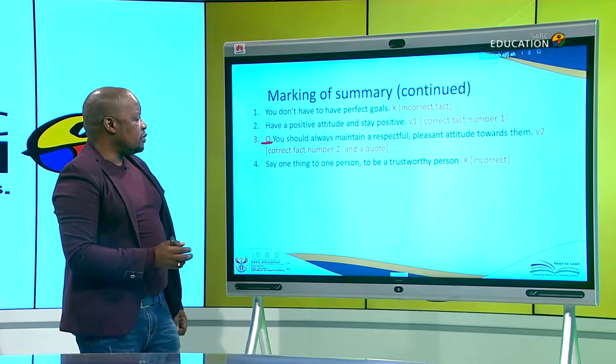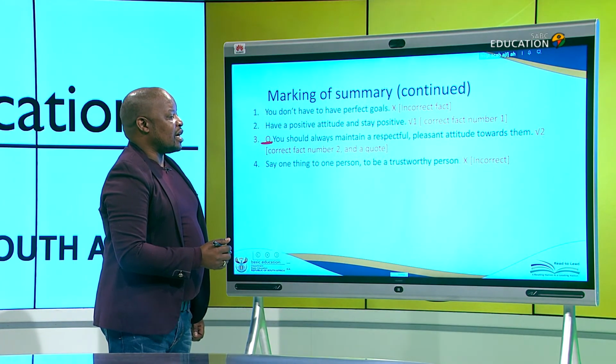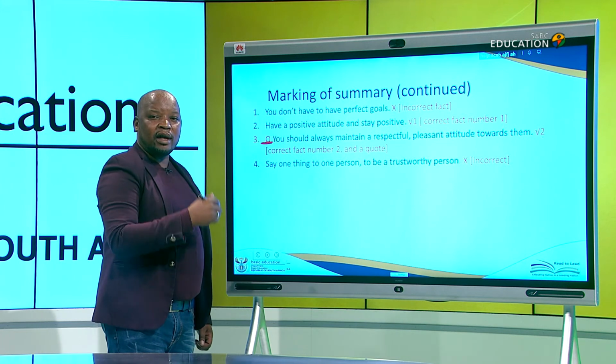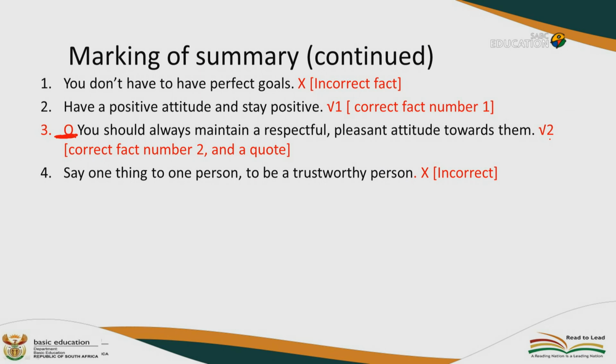Number 4 says, say one thing to one person to be a trustworthy person. How can you say one thing to one person, but to the others you say a different thing? That will destroy your company. So this one is totally incorrect. So we put it across there.